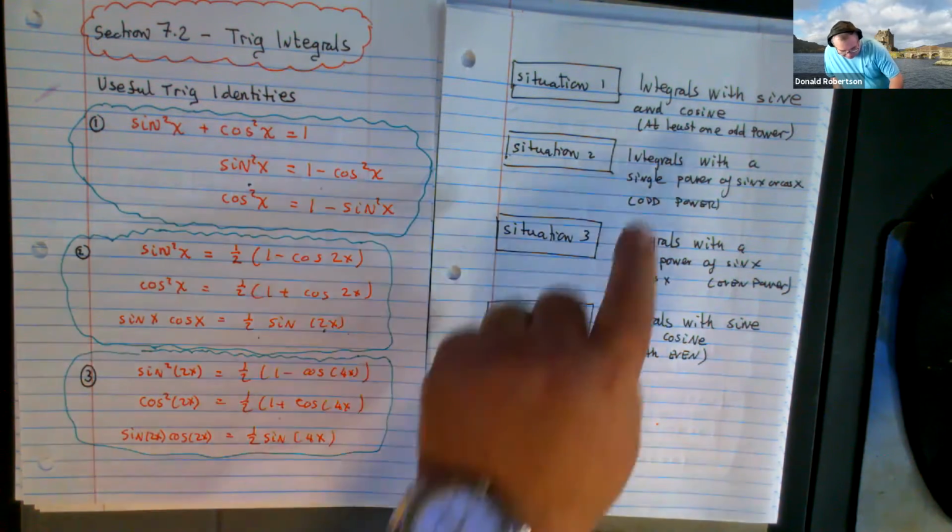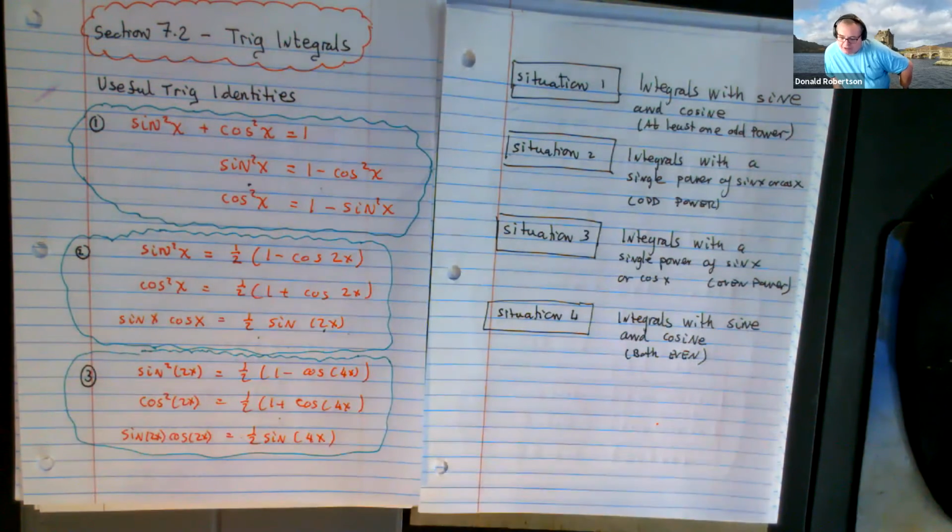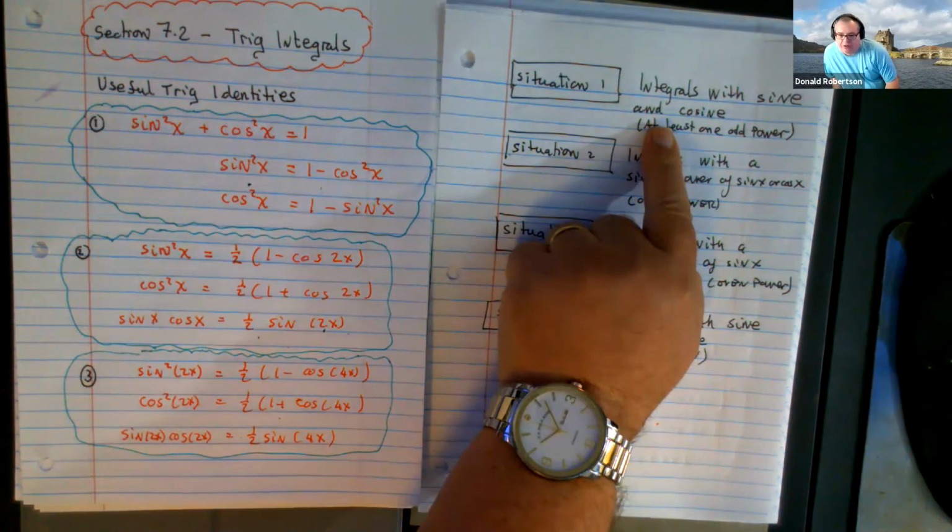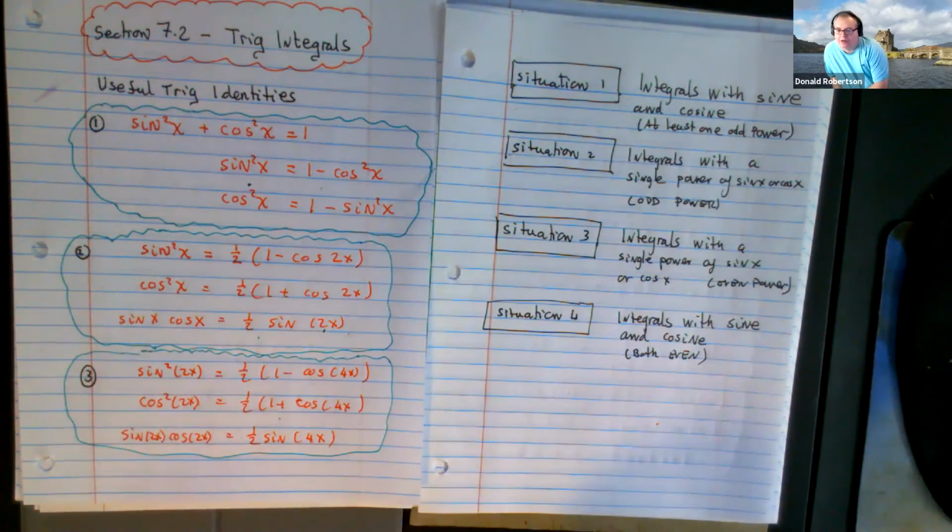And now we're going to look at all the different ways in which you could get an integral that uses sines and cosines. In a few minutes, we'll start with integrals with a sine and a cosine with at least 1 odd power, so a thing like sine cubed x cosine x. Then we're going to look at situations where you have a single sine or cosine with an odd power, like how do you integrate sine cubed x or cosine to the 5th x.